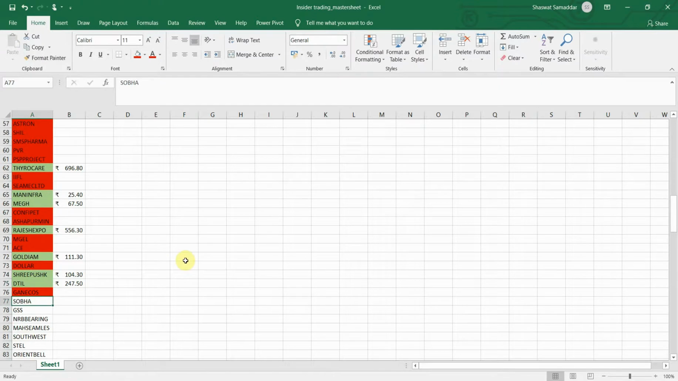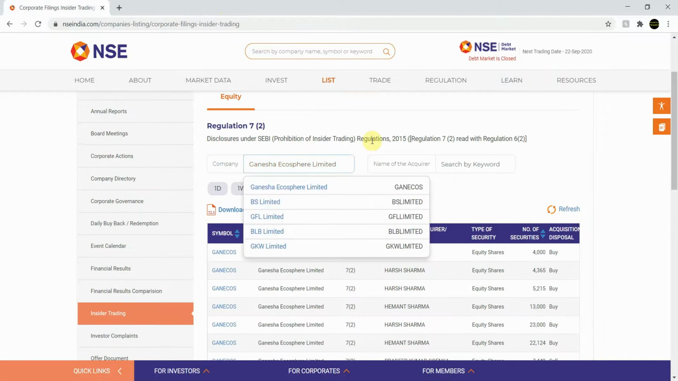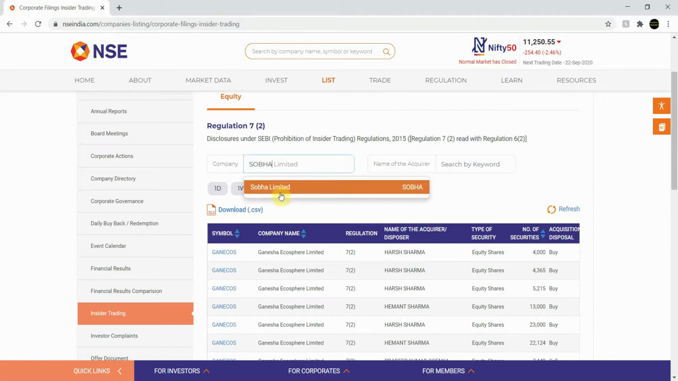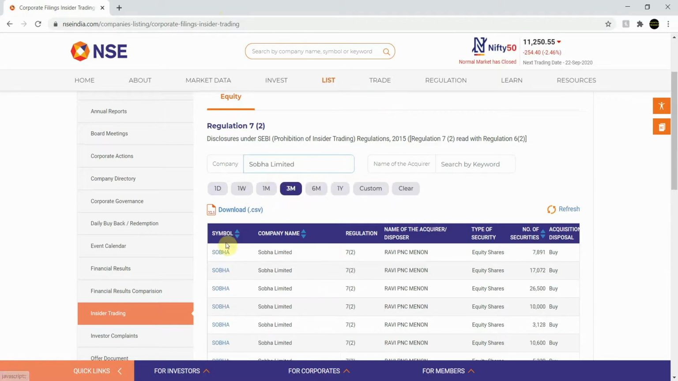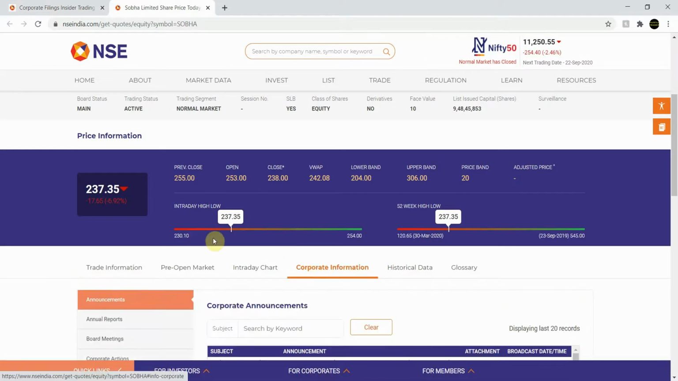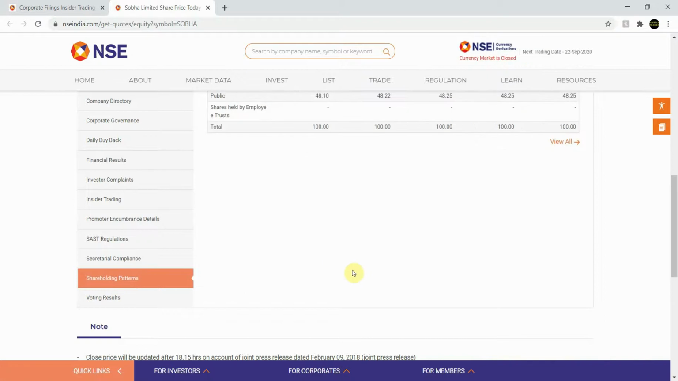Okay, next on the list is SOBHA. We'll copy it down. We'll again go to the corporate filing insider trading. I will paste the company name right here. It's SOBHA Limited. Let me click on the symbol SOBHA right here. I'll go to the corporate information next. I will click on the shareholding patterns.